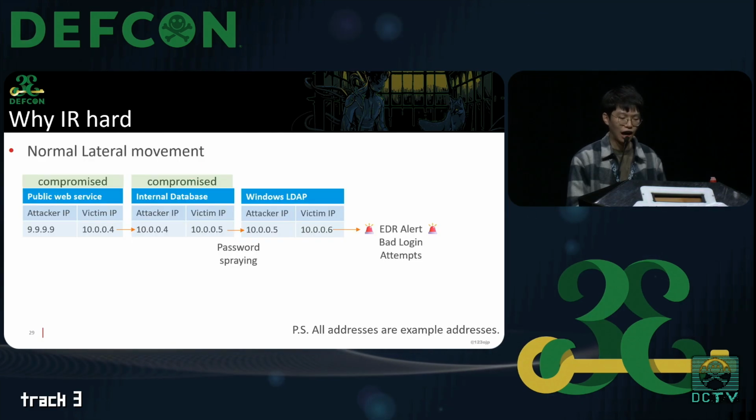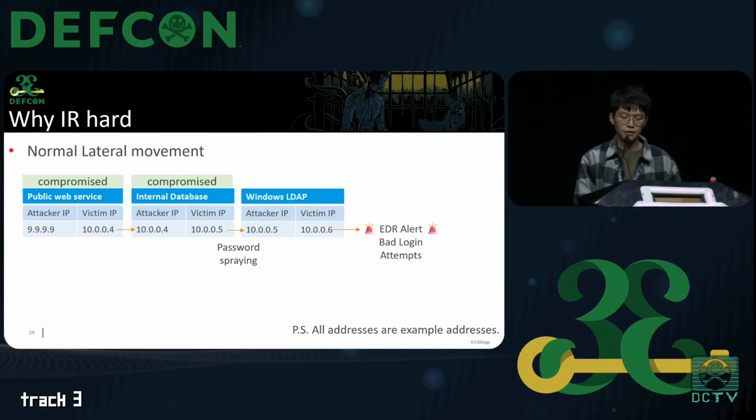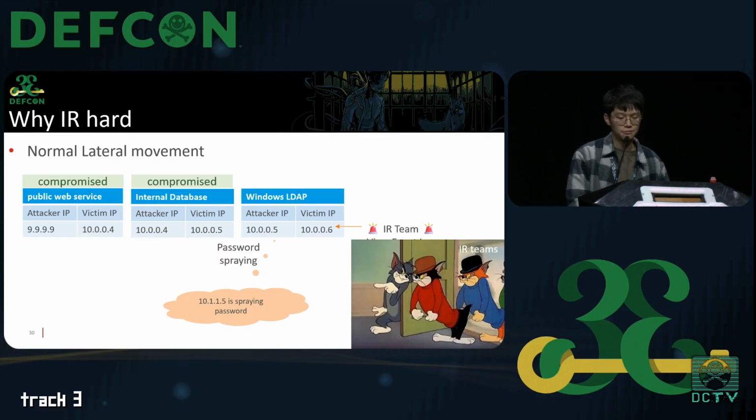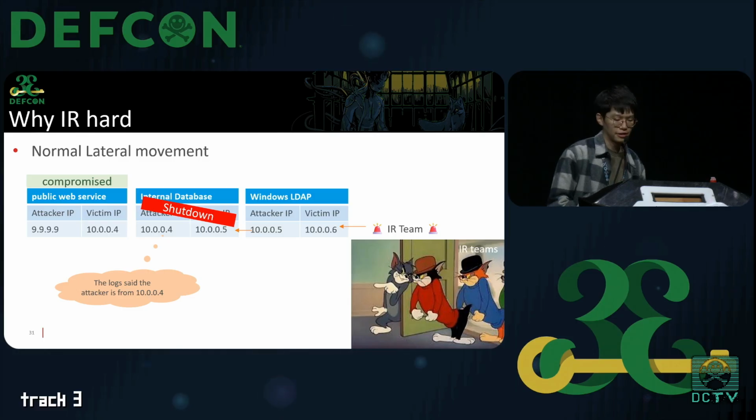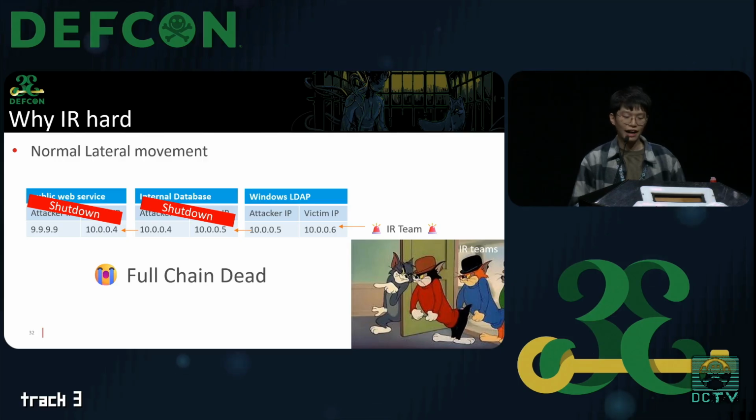So why is IR hard? In typical lateral movement attacks, the attacker uses the IP address of the previous compromised machine to target the next system. This means when the alarm is triggered, an IR team could simply use network logs to trace the attacker path from one compromised machine to the previous one. The IR team could find the relevant log on the previous compromised machine and identify the initial access point. And then the IR team will shut down the entire attack chain step by step.